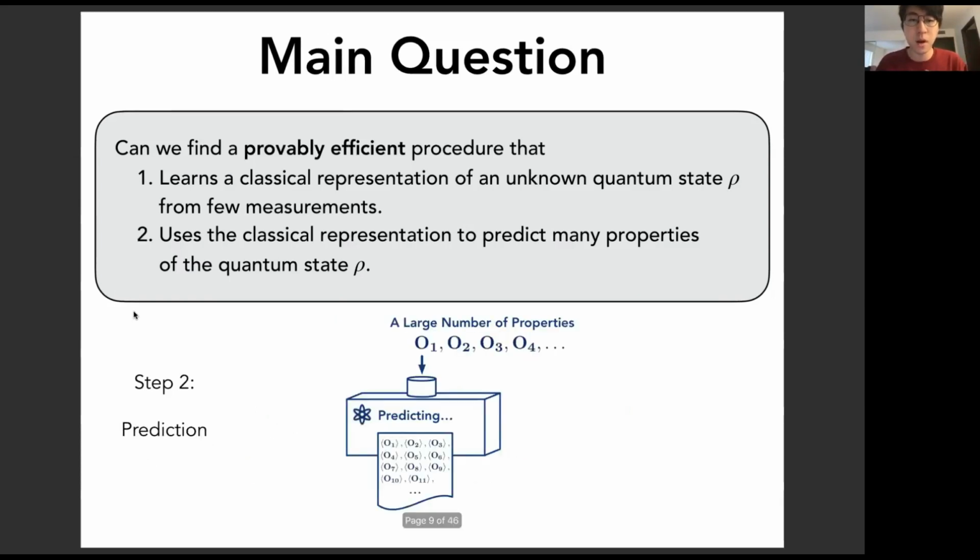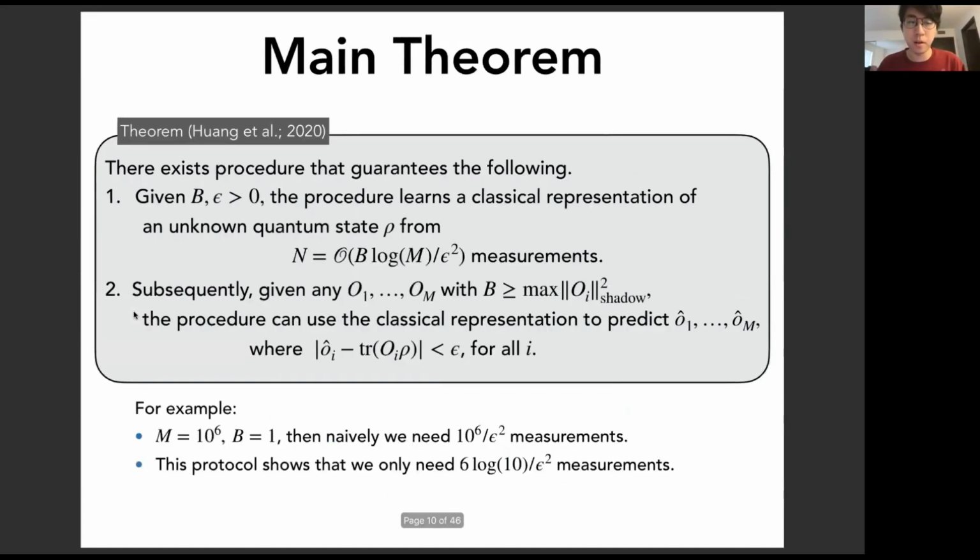And then at the second step, you can use the classical representation to predict many properties of the quantum state rho with rigorous guarantee. So unlike in a neural network, where the prediction could be crazily off, we want a procedure that is always correct. In order to answer this question, in our paper, we proved the following theorem.